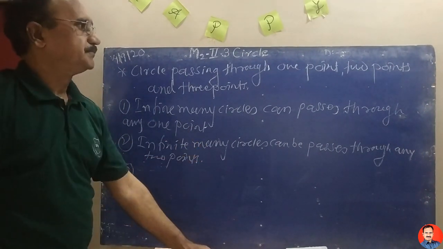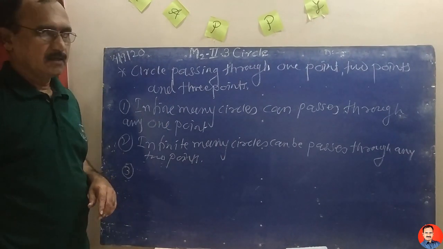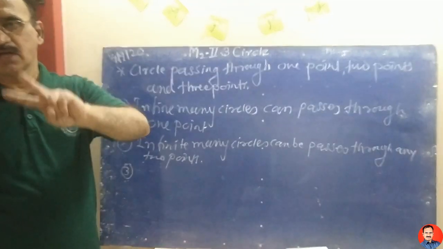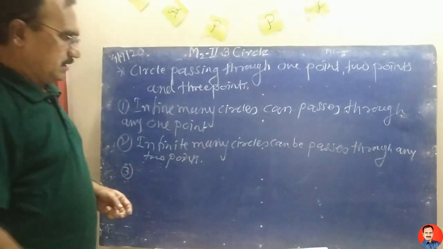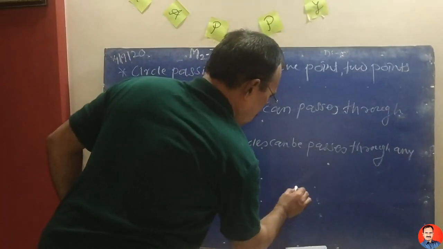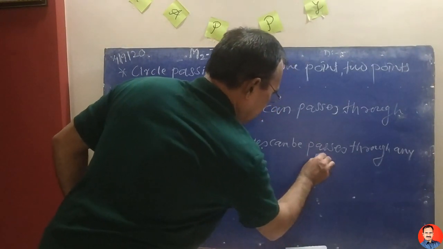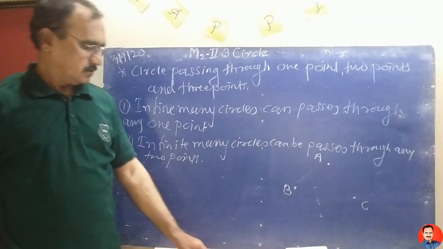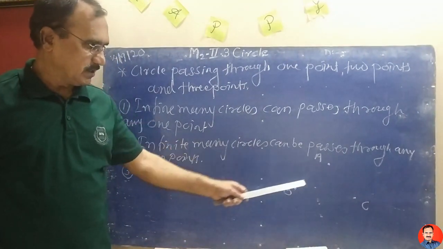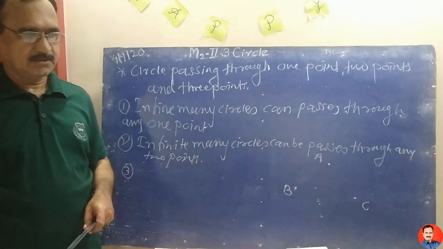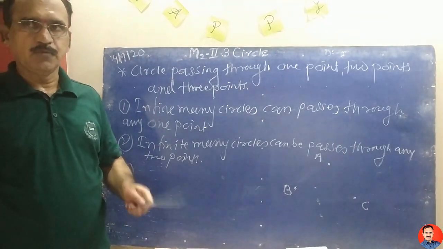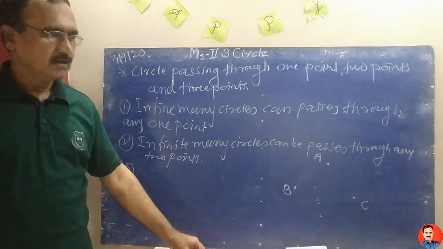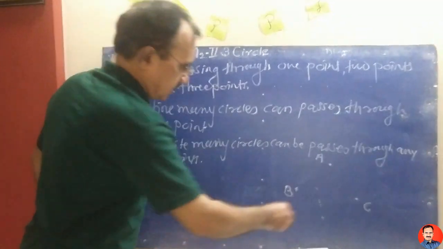Now the third one, three points. There are two options: if the points are collinear and if the points are non-collinear. Suppose these points are non-collinear: points A, B and C. These are non-collinear points. And our question is, how many circles can pass through points A, B and C? How can we conclude this?